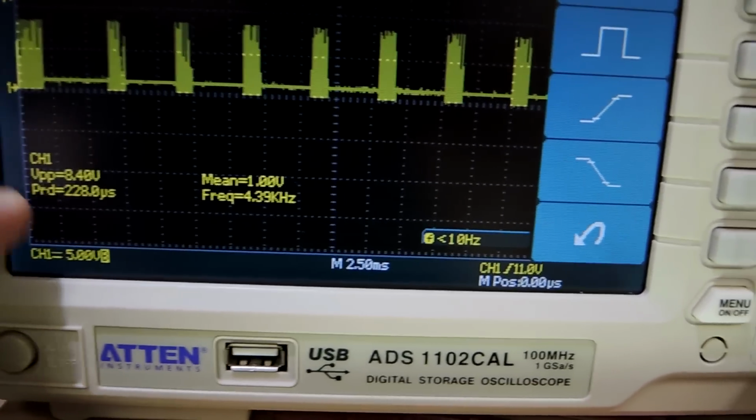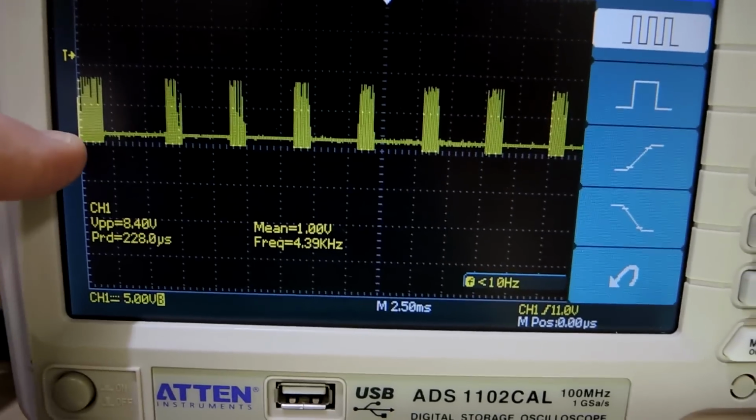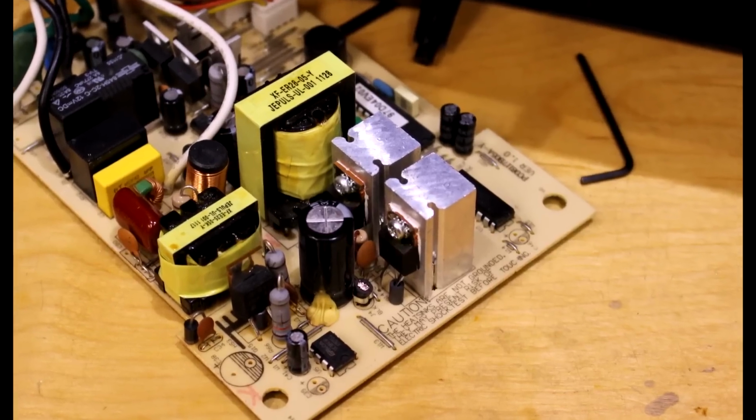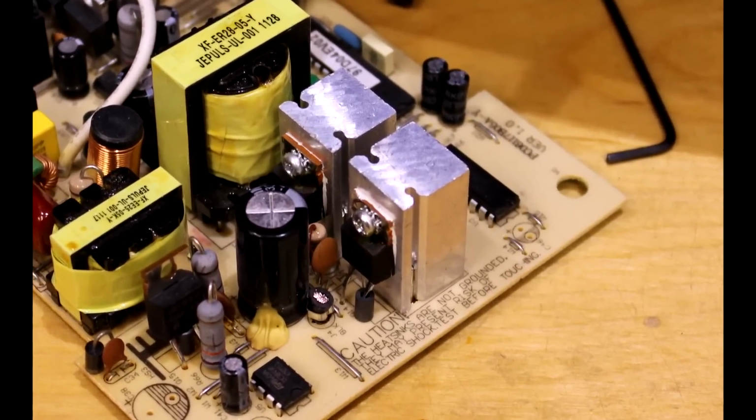I'm at 5 volts per division. The scope's telling me it's about 8.4 volts between off and on. Okay, well, let's select a transistor for the driver. I went to my junk box and found this old assembly.